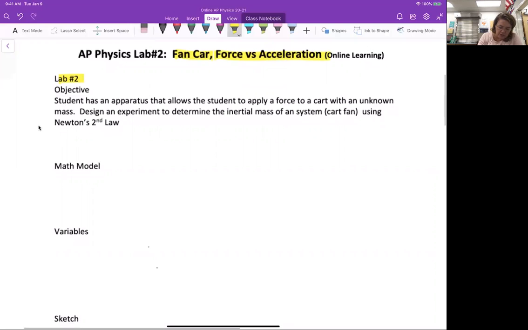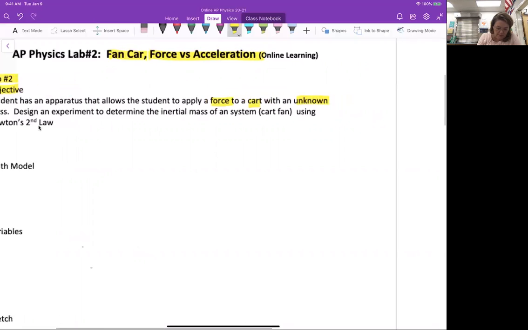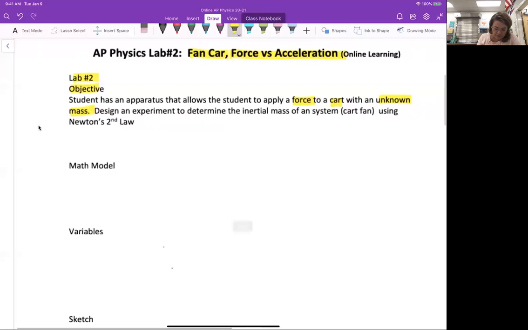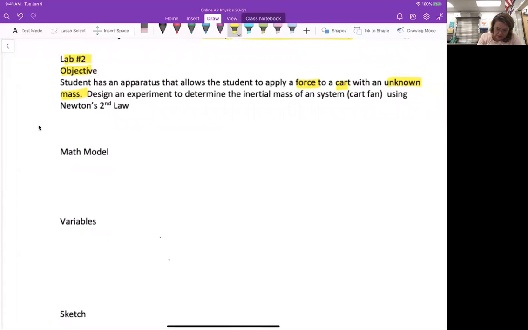So let's look at the objective. Student has an apparatus that allows a student to apply a force to a cart with an unknown mass. Okay, we're going to assume the mass is unknown, even though you're going to pick a mass for the cart. Design an experiment to determine the inertial mass of a system, and I call it a system because it's a cart and a fan, using Newton's second law.